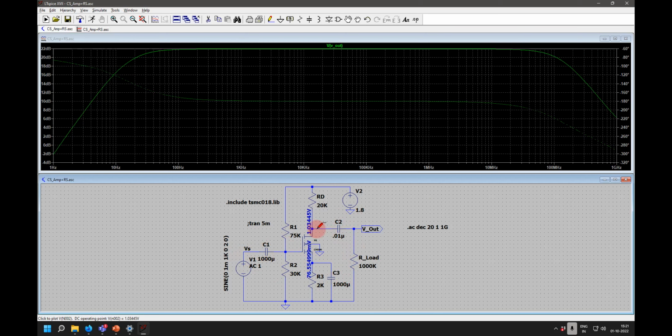Otherwise, if you have to increase the bandwidth, that we will see when we learn about multi-stage amplifiers, we will have a kind of negative feedback, and we will compromise on the gain and increase the bandwidth. So that is another option available to us, which we will see in the subsequent classes.